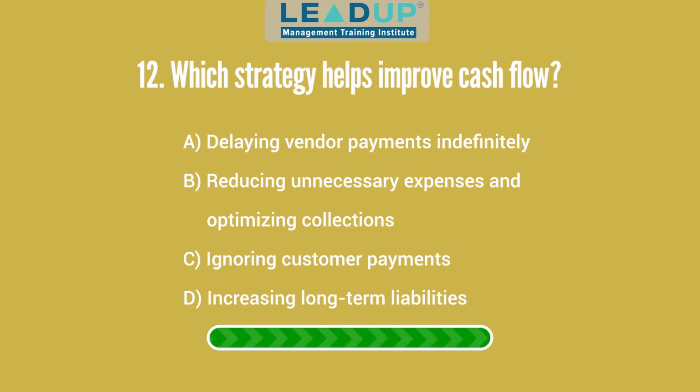Question 12. Which strategy helps improve cash flow? A. Delaying vendor payments indefinitely. B. Reducing unnecessary expenses and optimizing collections. C. Ignoring customer payments. And D. Increasing long-term liabilities. Answer: reducing unnecessary expenses and optimizing collections.